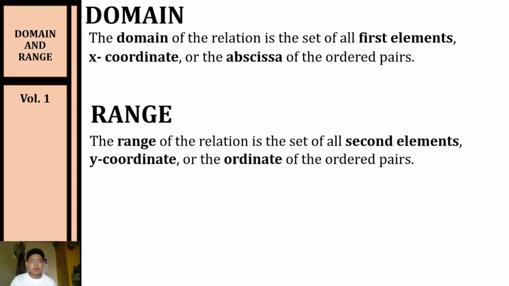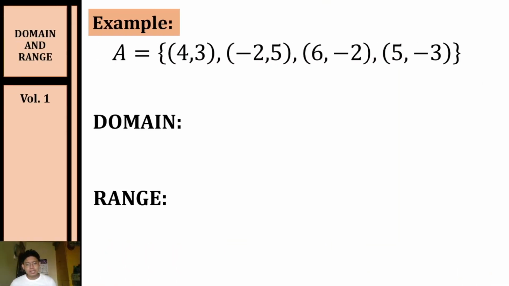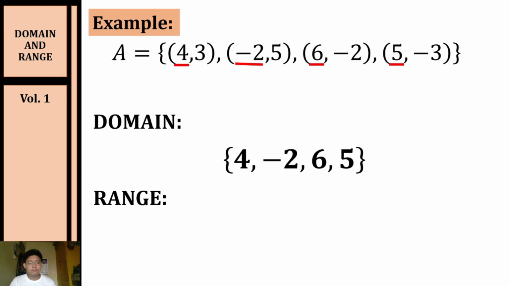Now, let's have some examples in getting the domain and range of given relations. Let's have our first example. So, we have here the set of ordered pairs. Now, for us to get the domain, we will get all the x-coordinates of our ordered pairs. So, in this case, we have 4, -2, 6, and 5. So, our domain will be the set of 4, -2, 6, and 5.